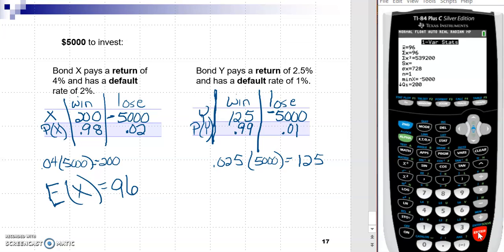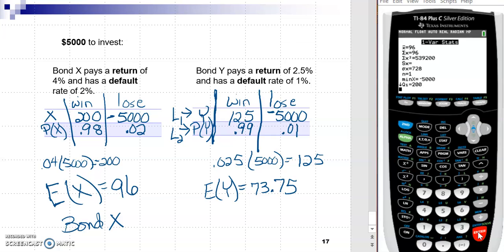Now, if I go through the same procedure for bond Y, and I put these values here in list 1, and these values in list 2, calculate one variable stat on list 1, list 2, the expected value for bond Y ends up being $73.75. So which one is a better investment? Bond X, because he can make a little more money on bond X than what he does with bond Y. Anyway, those are a couple of examples of expected value type problems that you might face in your assignment.